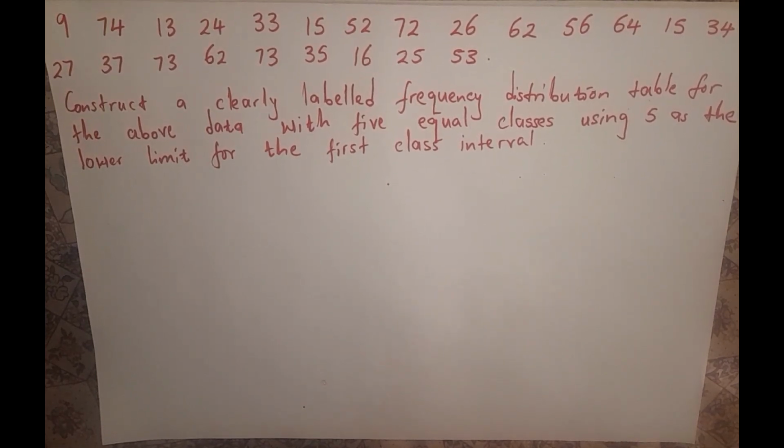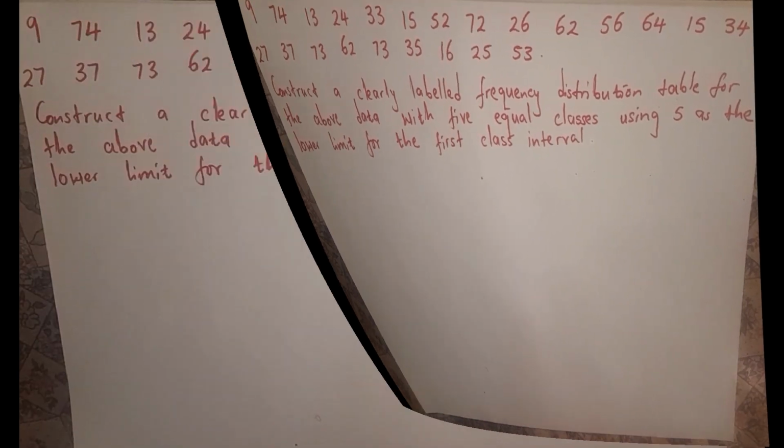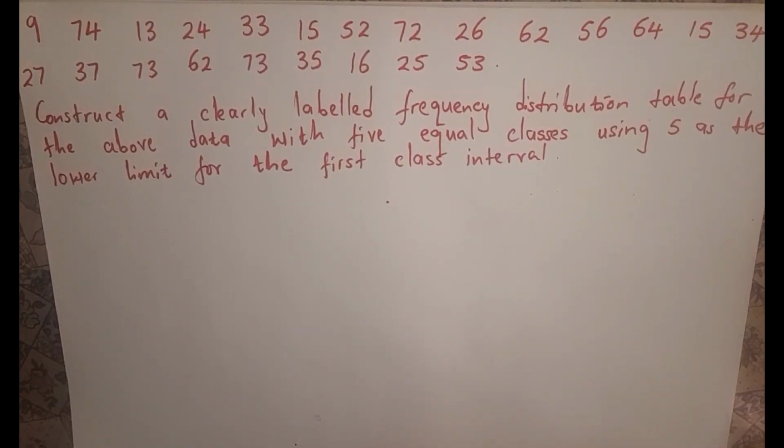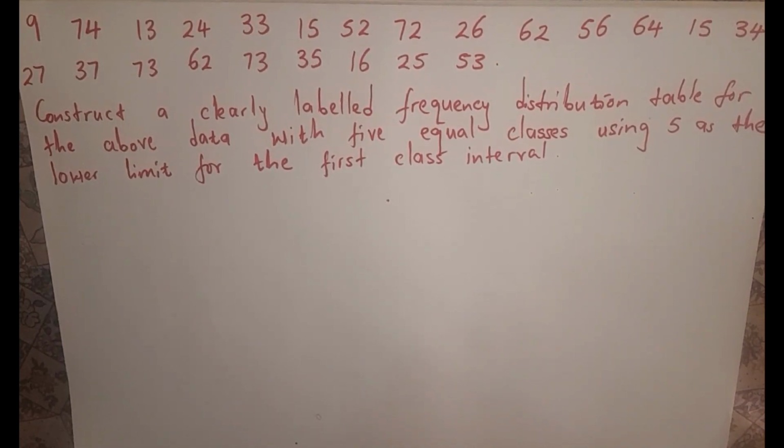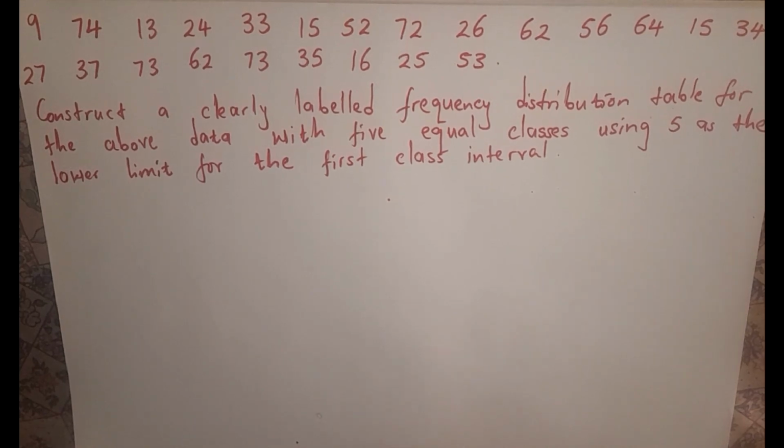In this video we're going to talk about how to make a frequency distribution table from given data. The question says: construct a clearly labeled frequency distribution table for the above data with 5 equal classes, using 5 as the lower limit for the first class. So here we're going to take the following steps.